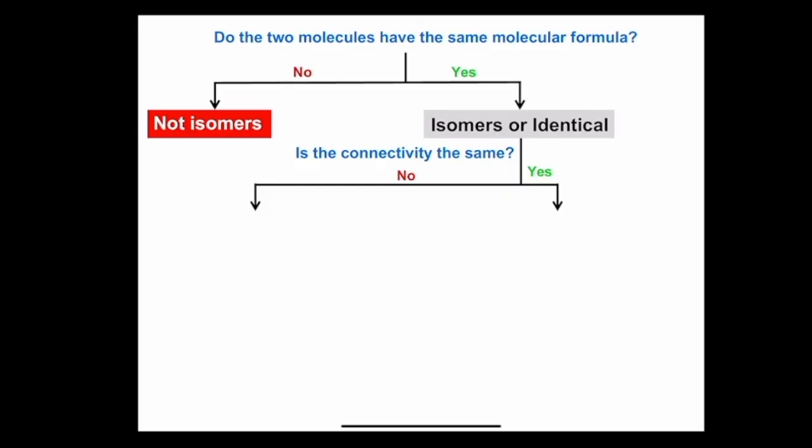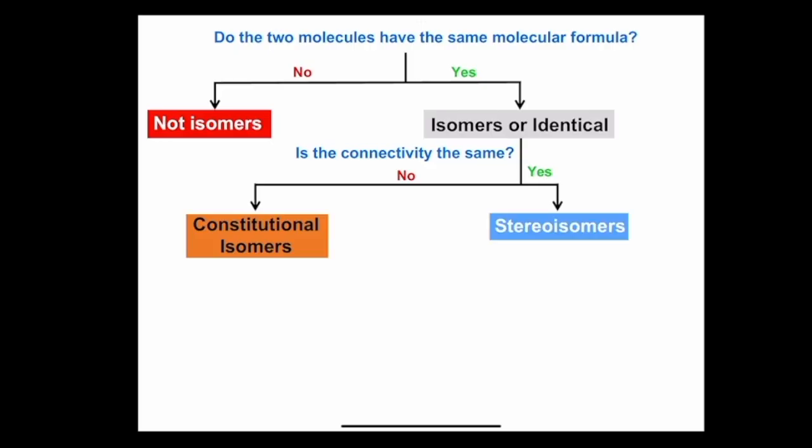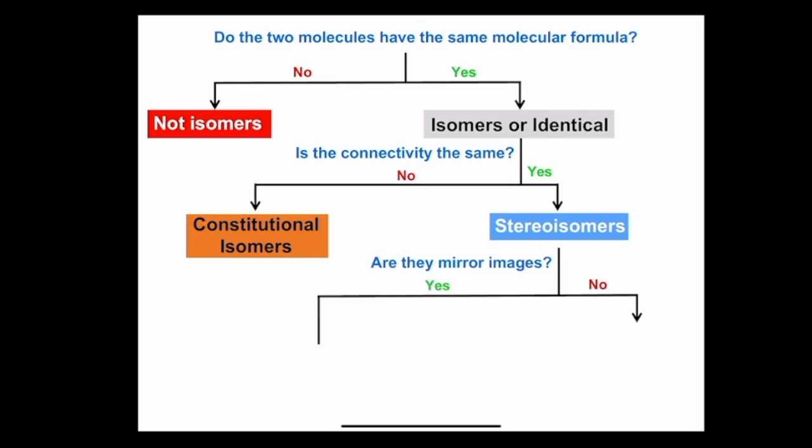Do they have the same connectivity? Are all the atoms in the same place? Is it chlorine on one side and then the other one's a ring? If they have completely different connectivity, they're constitutional isomers. Same connectivity, we are now in the camp of stereoisomers. These guys are close to each other. Once we're stereoisomers, we need to make a decision.